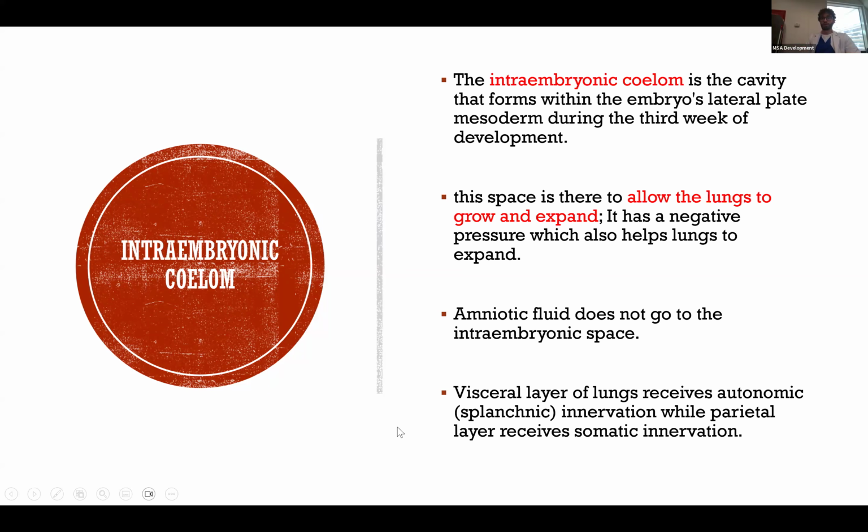Of course, you guys took anatomy, so you know that the lungs have a parietal layer and a visceral layer. The visceral layer is very close to the lungs, right? So most likely you wouldn't feel it at all. That's the visceral layer, the splanchnic layer, the autonomic layer, because it's visceral, it's close to the organ. The parietal layer of the lung actually receives somatic innervation. I want you to make this distinction. The visceral layer of the lung will receive autonomic or splanchnic innervation, while the parietal layer of the lung that is on the outside will receive somatic innervation.